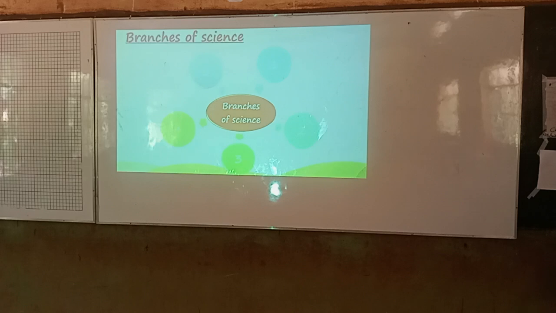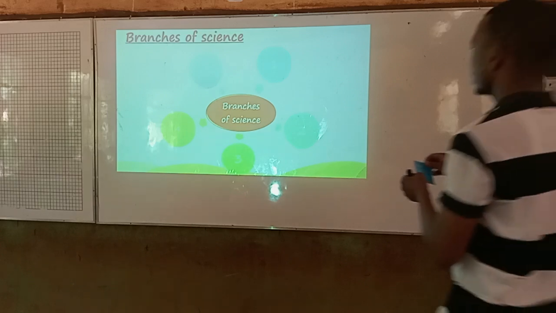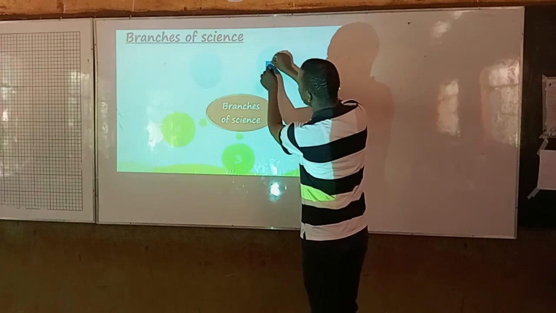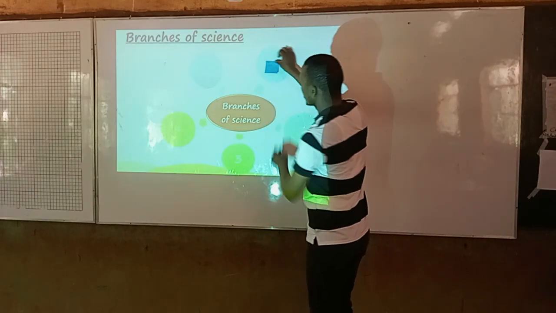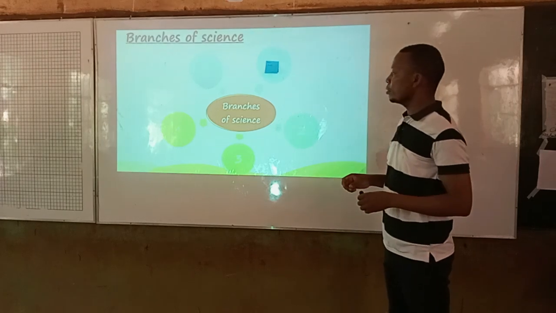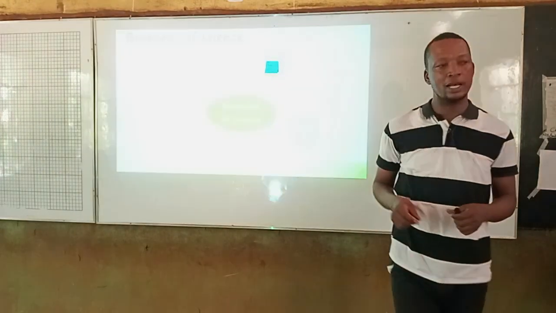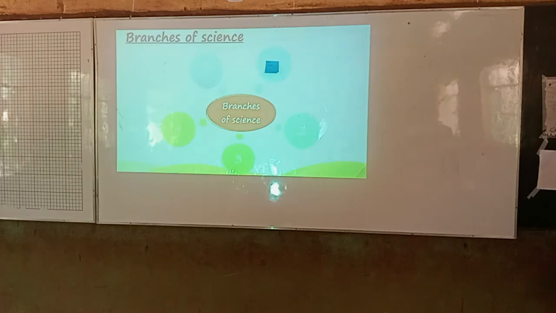So we can check one of them. Which was the first one? Chemistry. Now for group 3, I want us to stick the first one here as the branch. So we say chemistry. Chemistry is one of the branches of science. Are we together? Yes. Now let's listen to this group.